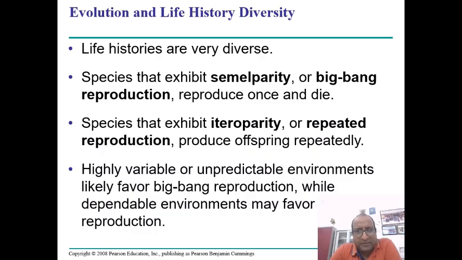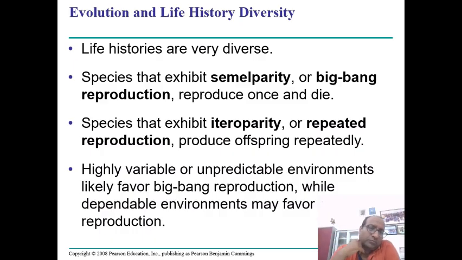Some species are also known as iteroparous, or exhibit iteroparity, or repeated reproduction. They produce young ones at regular intervals. That interval may be monthly, annual, weekly, or after many years, but they will reproduce many times. The third point is that a highly variable or unpredictable environment likely favors big bang reproduction.